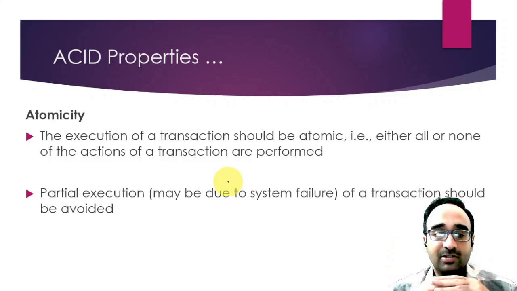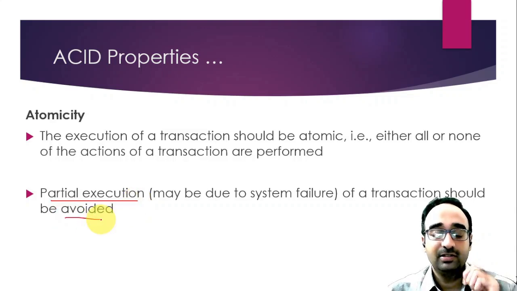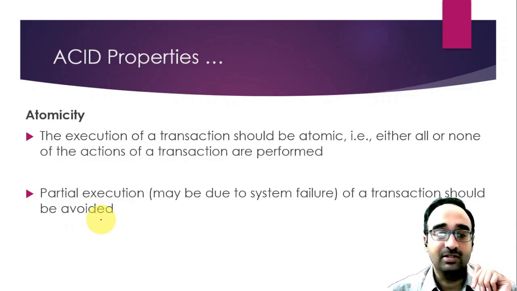That is called atomicity. Atomicity means either 4 actions should be performed or zero operations should be performed, either all or none. So partial execution of transactions should be avoided. This is the first property, atomicity.